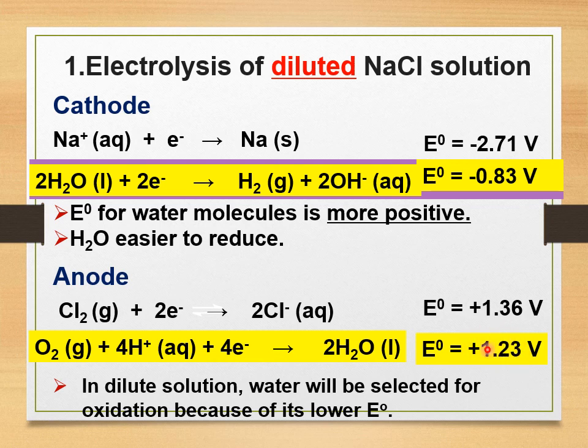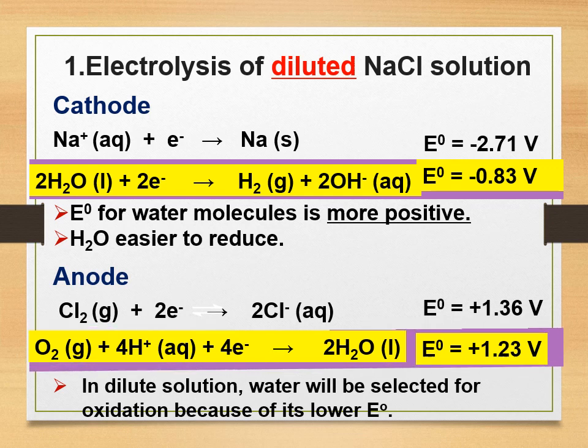E naught red for water is 1.23. It is lower than 1.36. So again here, water is going to be reacted at anode. Okay, you can see there.